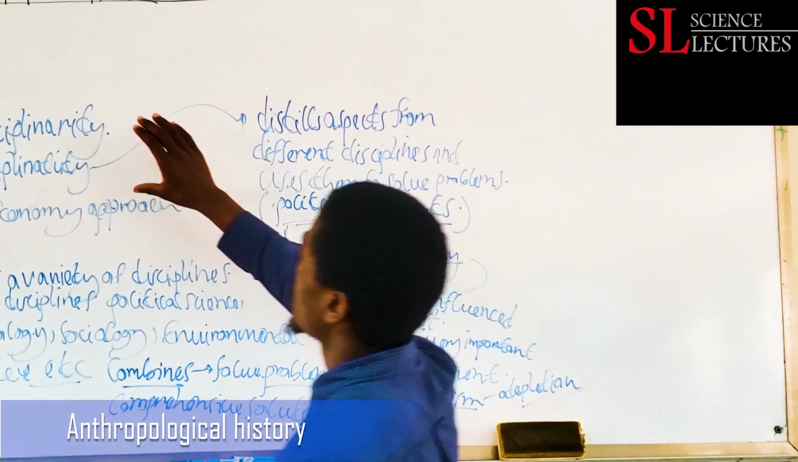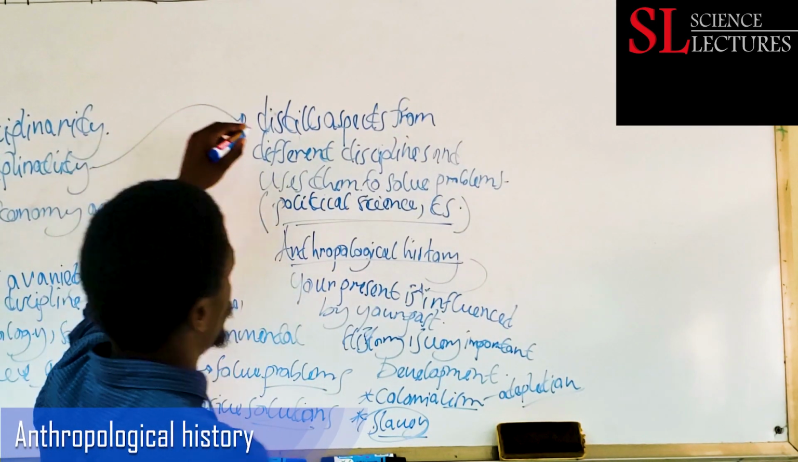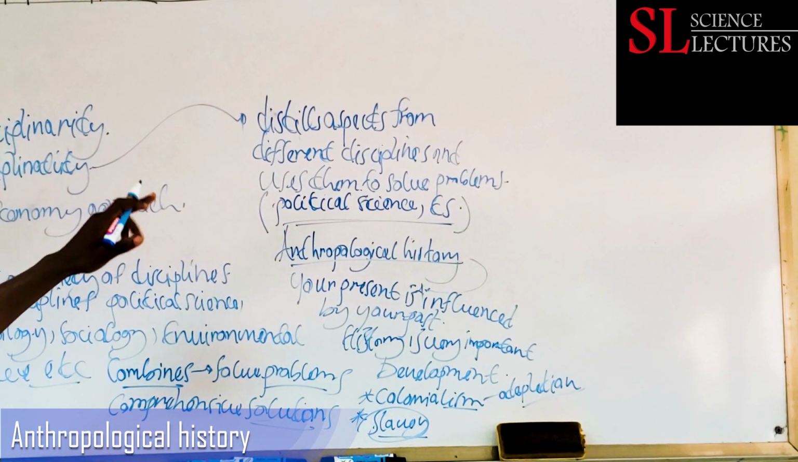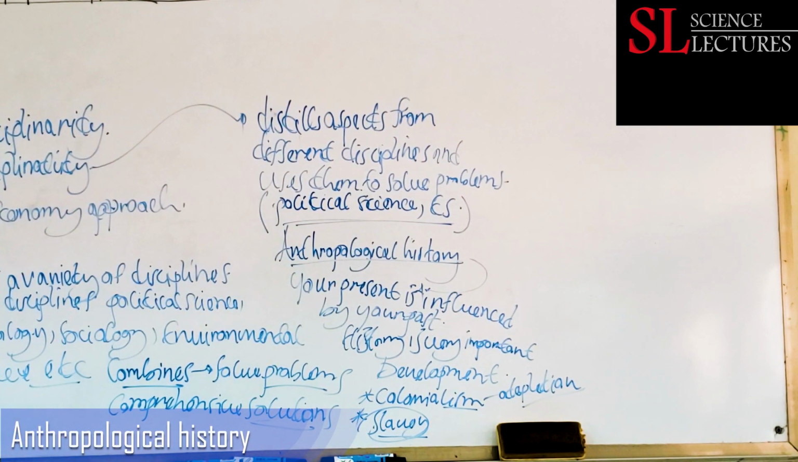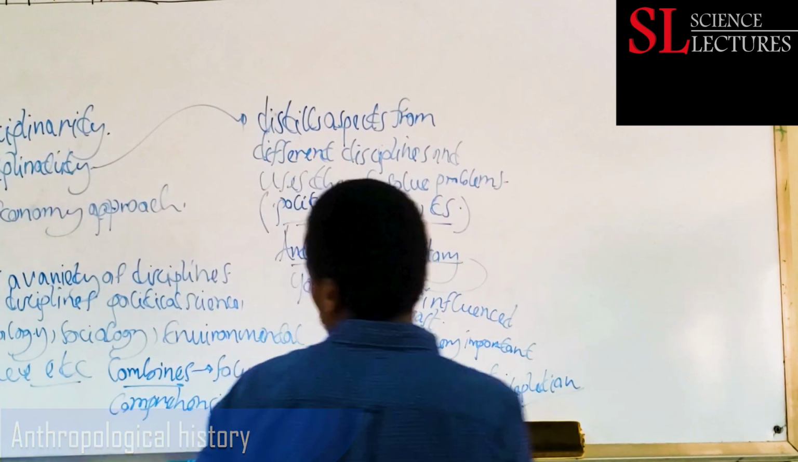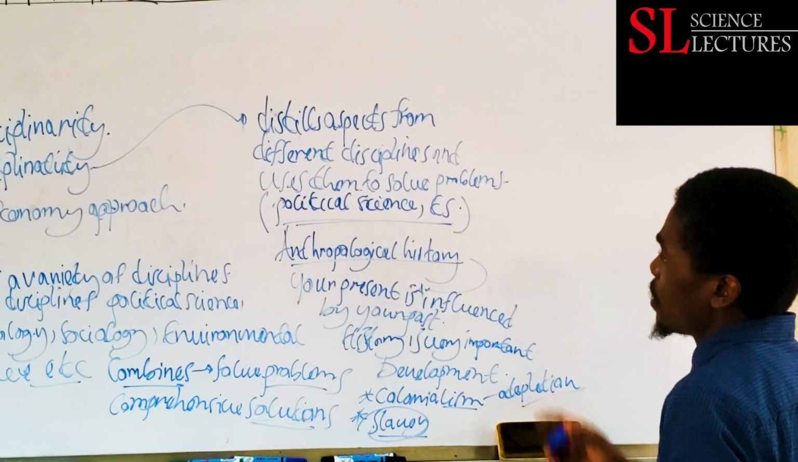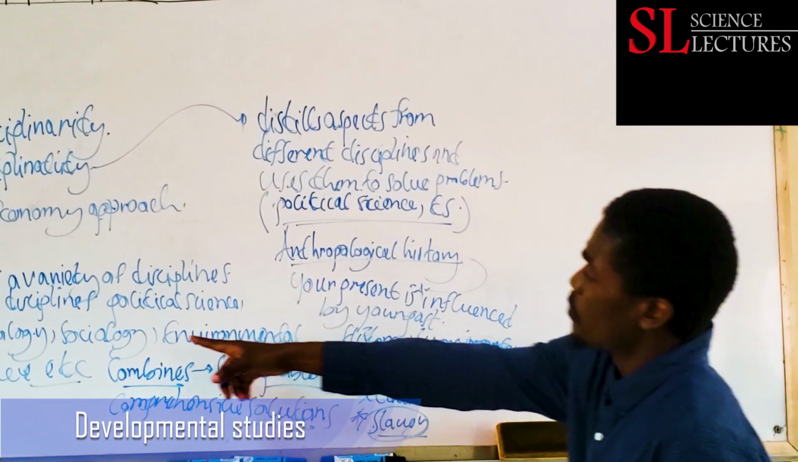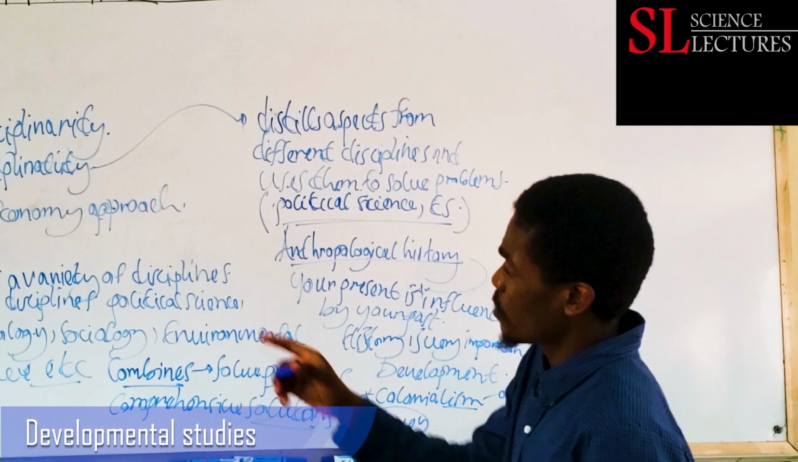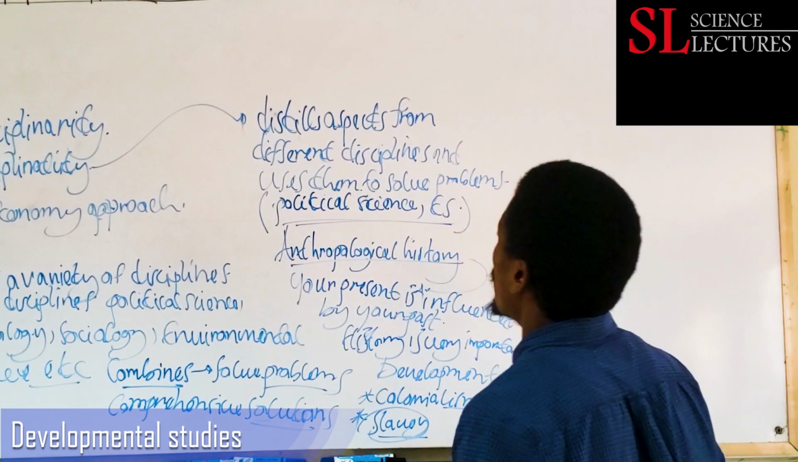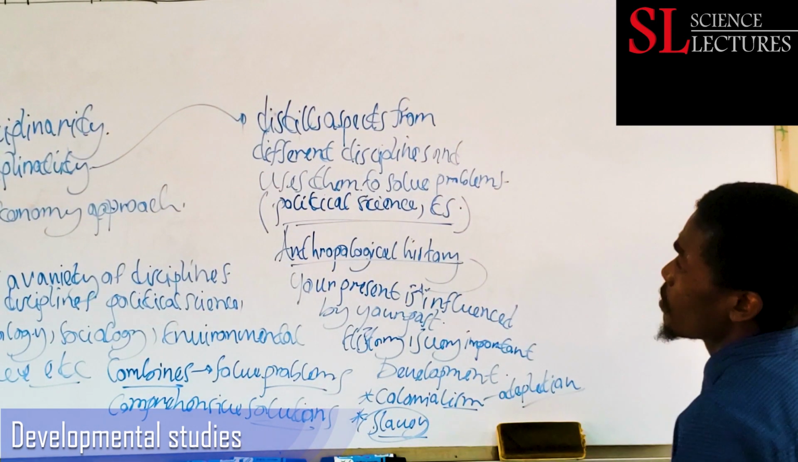So that is interdisciplinarity. It distills aspects from different disciplines and uses them to solve problems. How is it different from multidisciplinarity? Here it combines the different disciplines. We can have a discipline of sociology, a discipline of environmental science. Then again, we need to know what sociology is. Sociology is just studying the way of living of people, studying the way of life.